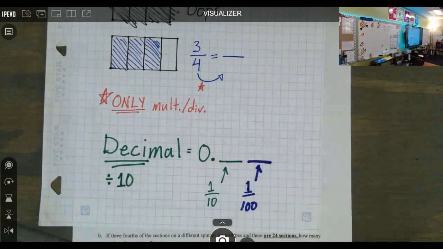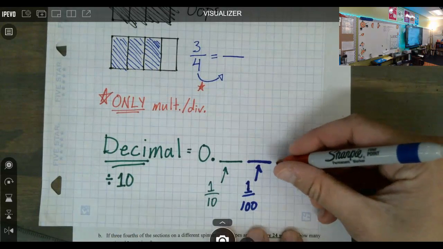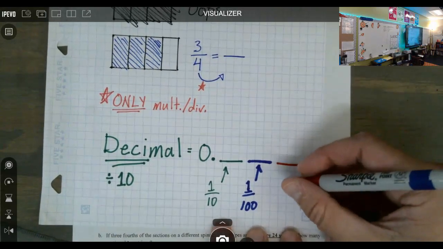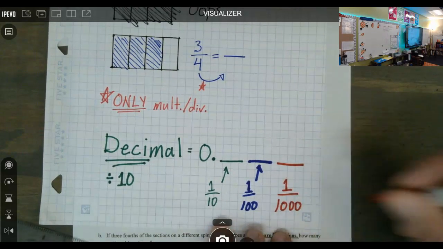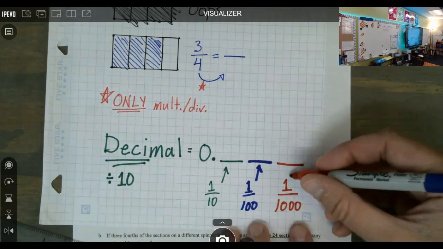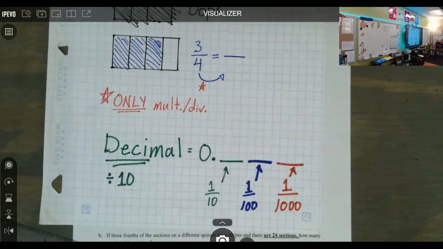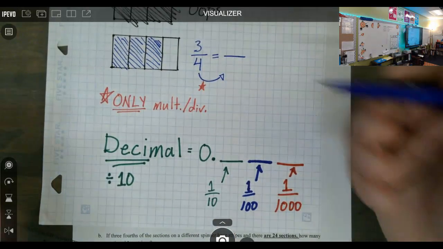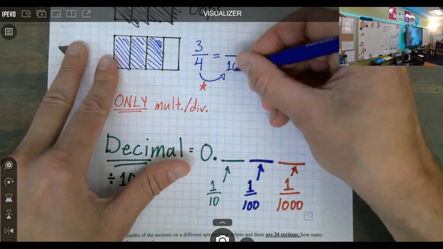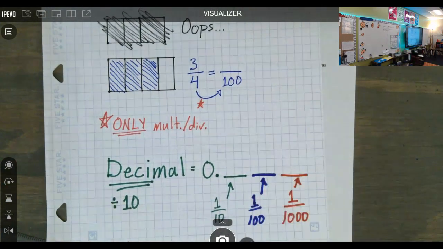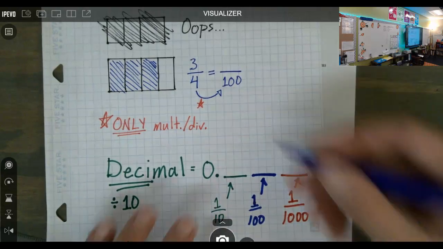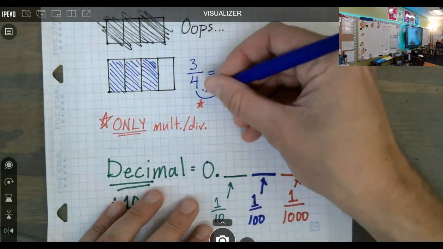What about the third place? And I just kind of don't have more colors. Do I? Thousandths. And we can keep going. It keeps getting 10 times bigger on the denominator. So Eli said he went straight to 100 because he said that's going to help us get into a decimal. So Eli, how'd you turn 4 into 100? Yeah, we multiply by 25.